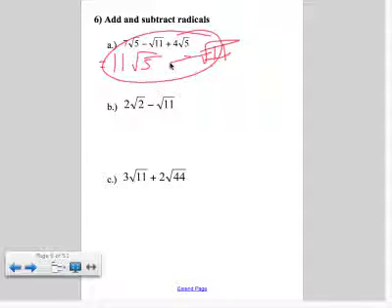Okay, sorry about that, guys. I'm not really sure what's going on with the pens right now, so bear with me here.